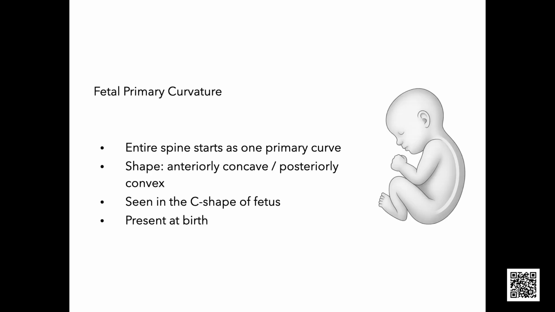In utero, the entire spinal column starts out with a single primary curvature. This curve is anteriorly concave, or you can think of it as posteriorly convex. It gives the fetus that characteristic C shape. This is the baseline curve we're all born with.